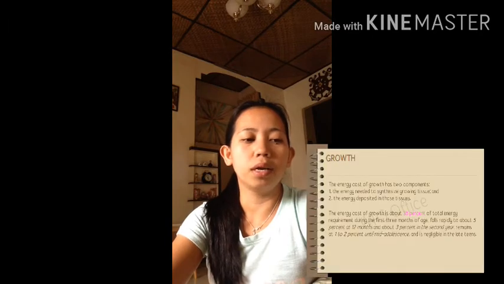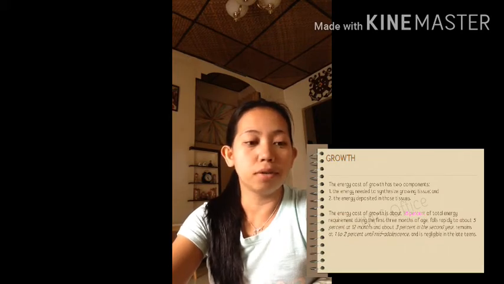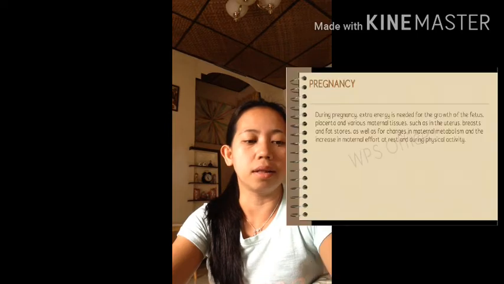Growth. The energy cost of growth has 2 components: the energy needed to synthesize growing tissue and the energy deposited in those tissues. The energy cost of growth is about 35% of total energy requirements during the first 3 months of age, falls rapidly to about 5% at 12 months and about 3% in the second year, remains at 1 to 2% until mid-adolescence, and is negligible in the late teens.